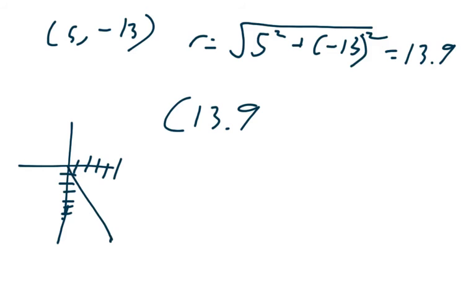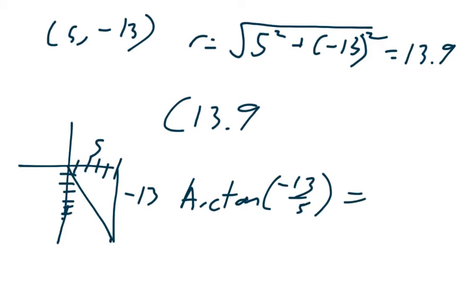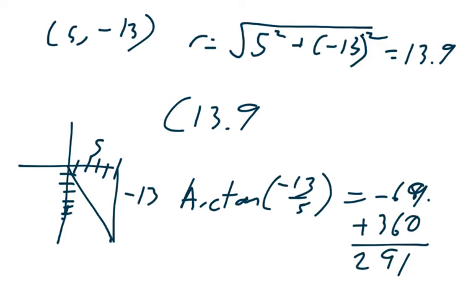is going to be down over here somewhere, where this is 5 and this is negative 13. So I'm going to use the arctan of negative 13 over 5. And when I do the arctan of negative 13 over 5, I get negative 68.9, so negative 69. But to make it positive, I'm just going to add 360 to the answer. So that turns out to be 291 degrees. And that makes sense because 291 degrees should be in the fourth quadrant.